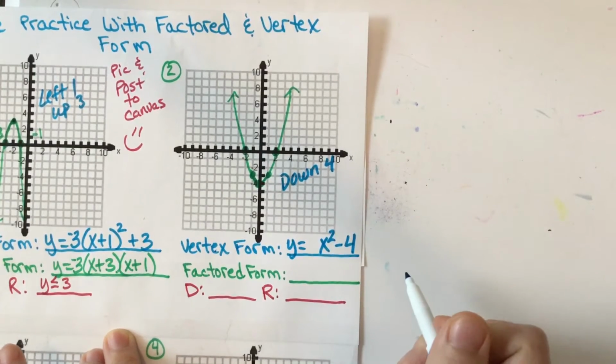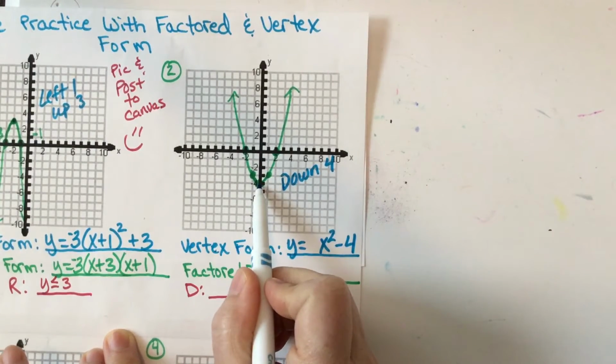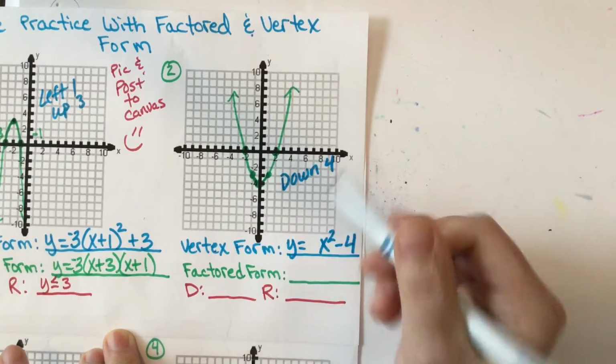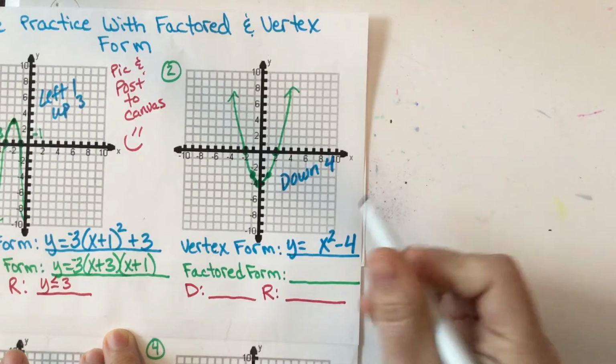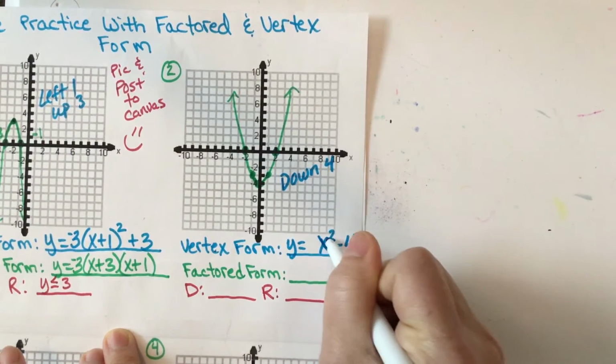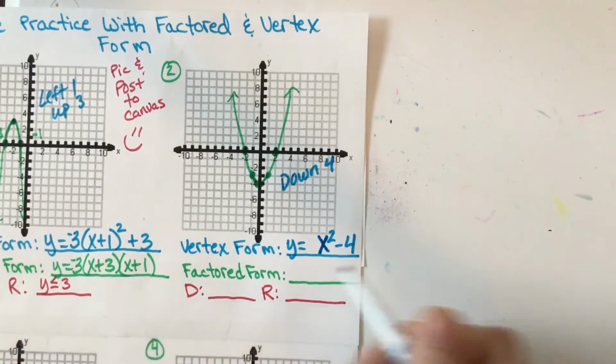And then let's figure out our A. So I go to the vertex, it went right 1, up 1, so the A is a 1. And you can write the 1 or not write anything at all. So I'm just going to leave it like that. y equals x squared minus 4.